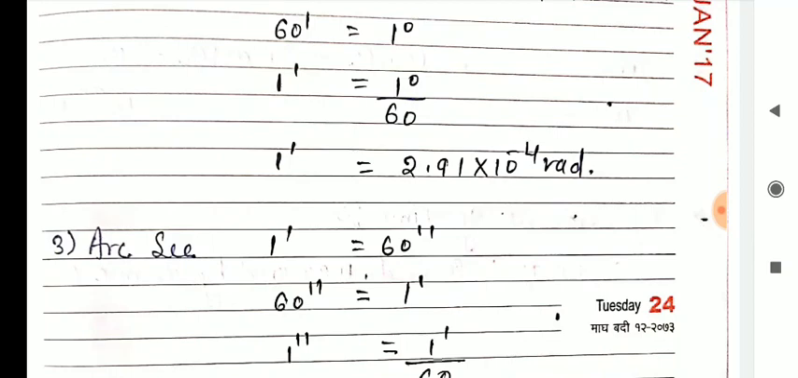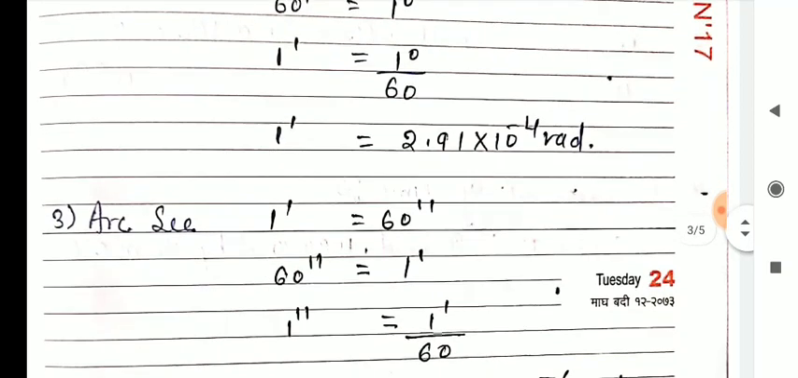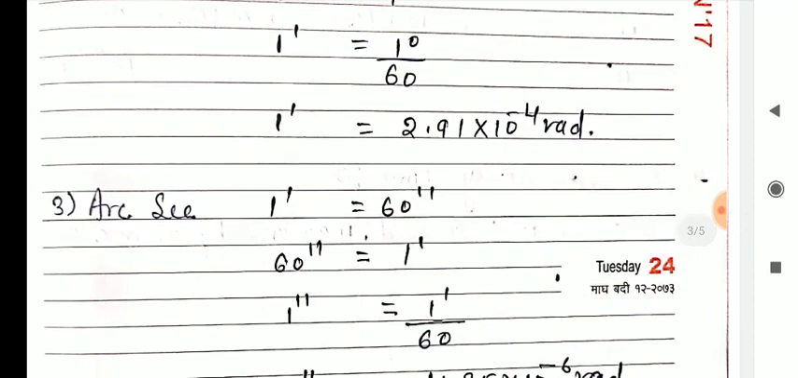That means if we want to calculate the value of 5 minutes, what will we do? We will simply multiply this value by 5. If we want to calculate the value of 60 minutes, we'll simply multiply 60 by this value, 2.91 into 10 to the power minus 4 radian. So that time will simply convert into the terms of radian.